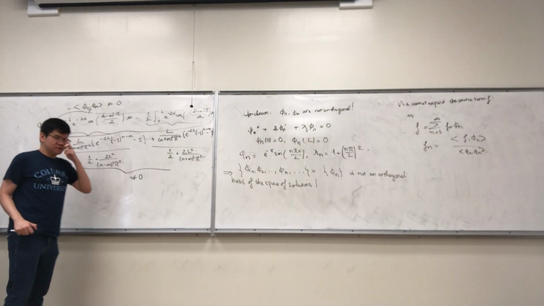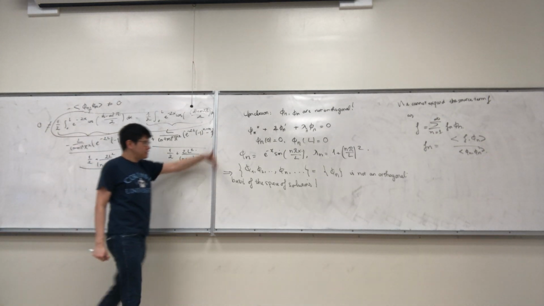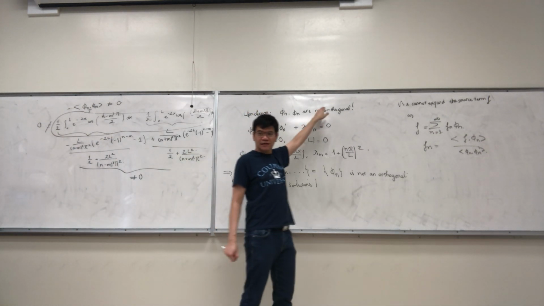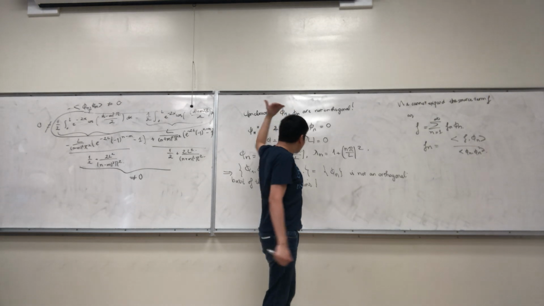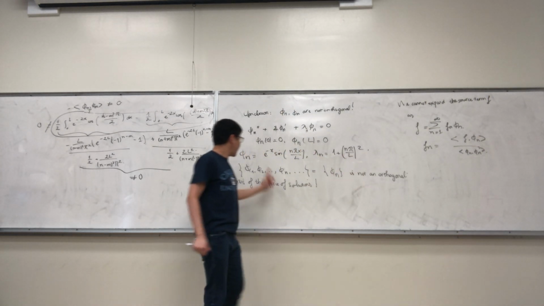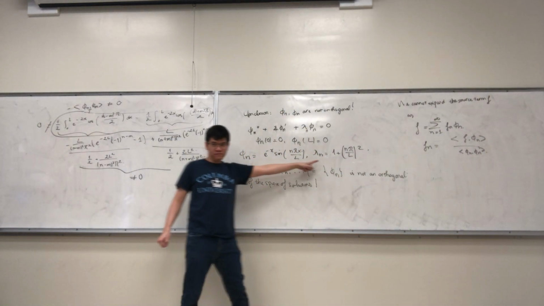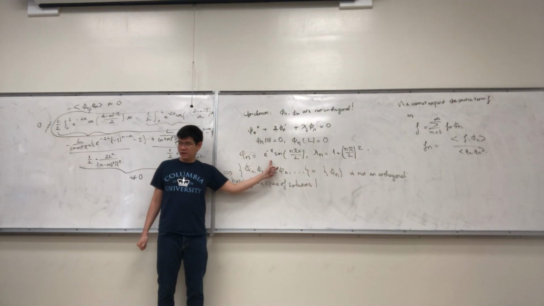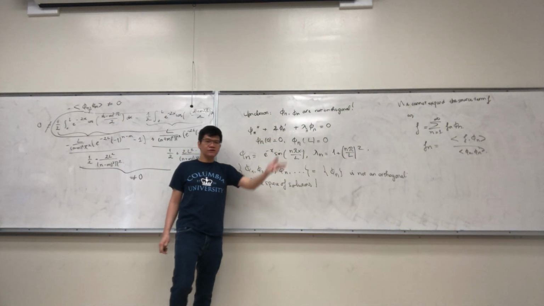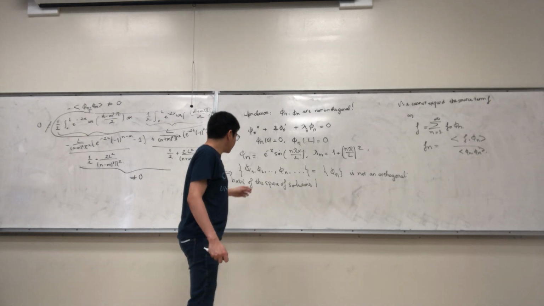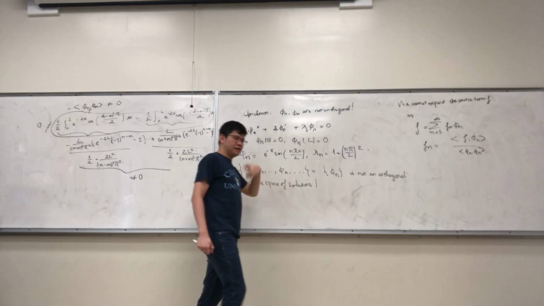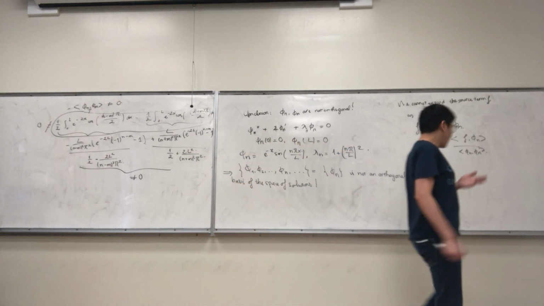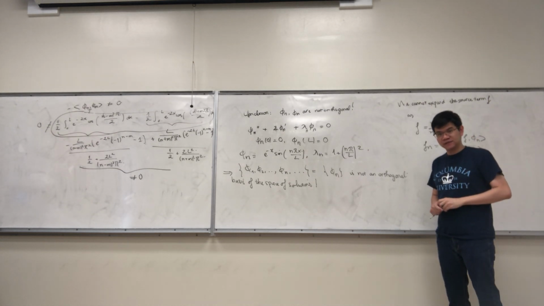So I explain again. In the previous class, you had this eigenvalue problem. You found that phi n has this form, and lambda n has this form, right? So in order to use step 2, you need those phi 1, phi 2, ..., phi n to be an orthogonal basis of the solution space, right?